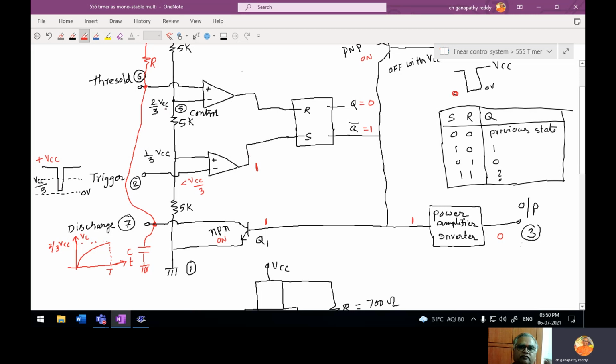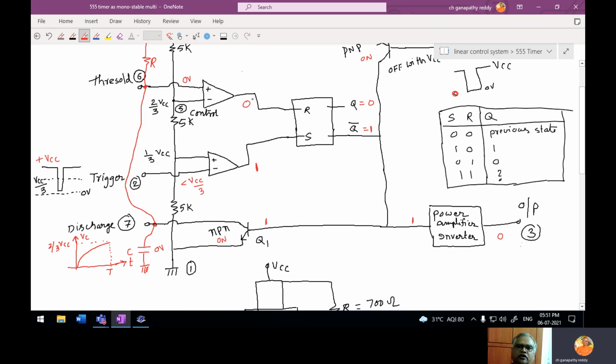When this is 1, what is the status here? 6th and 7th shorted. When 6th and 7th are shorted, initially what is the voltage in the capacitor? 0. There is no voltage. This is ground. Voltage in capacitor 0. This is shorted, so the voltage here is 0. Then 2/3 VCC is connected to negative, which is dominating. The inverting terminal voltage is dominating. That means output will be negative. That negative we call a 0.